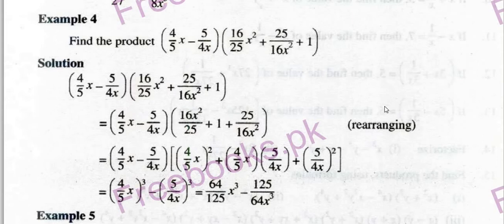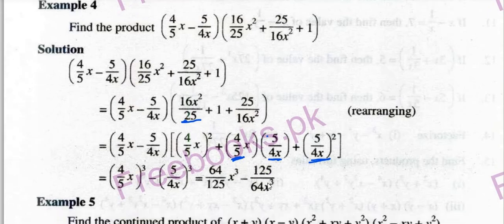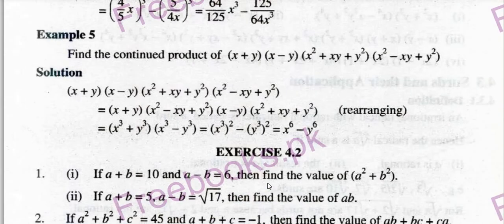We can write 16 as 4 by 25. We can write 16 as 4 and 25 by 5x whole square. This is 4 by 5x. And what is this? 5 by 4x whole square. This is 5 by 4x. Now this is again a cube minus b cube, negative 1. Find the combined product of this. How to find the product of this?